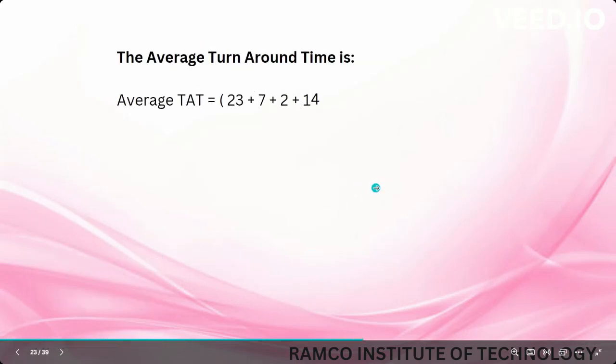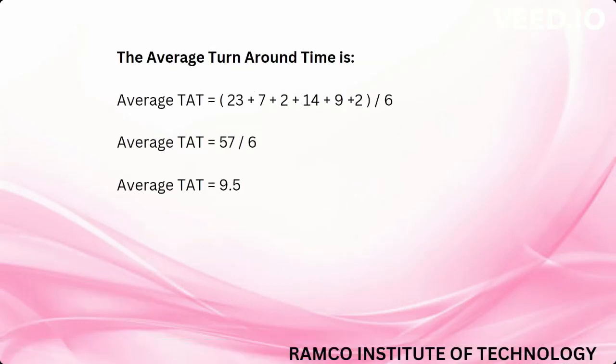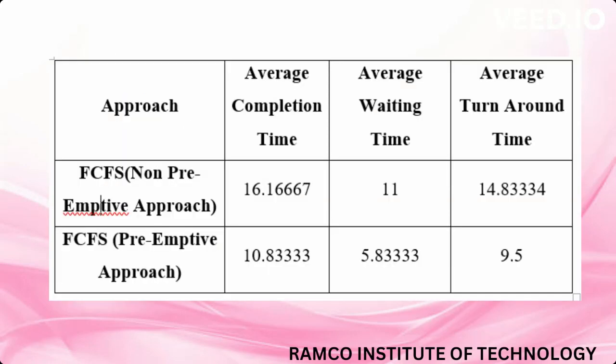Next is average turnaround time. So the average turnaround time is 9.5. The total turnaround time of all the processes divided by the number of processes. So this table clearly shows that in the FCFS preemptive approach, the average completion time, average waiting time, and average turnaround time are lesser than the FCFS non-preemptive approach.